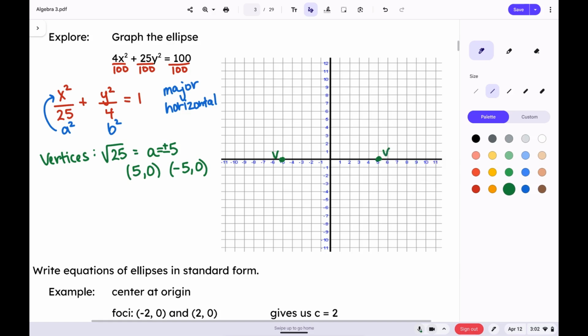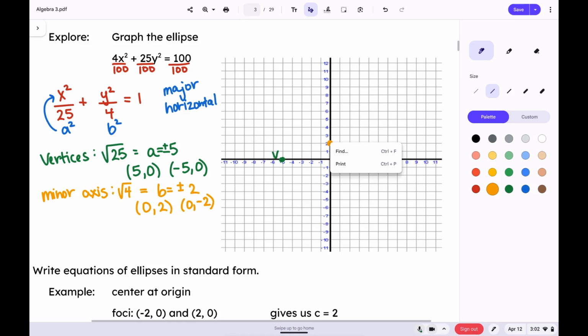Okay? Then we're going to go to finding my b, because these are going to be for my minor axis. So I'll just write minor axis. This would also be those co-vertex points I kind of mentioned a little bit ago. So the square root of 4 would be 2. So your b is going to be plus or minus 2. And these are going to be on your y-axis. So (0, 2) and (0, -2). So you're going to go up and down 2 for those points.